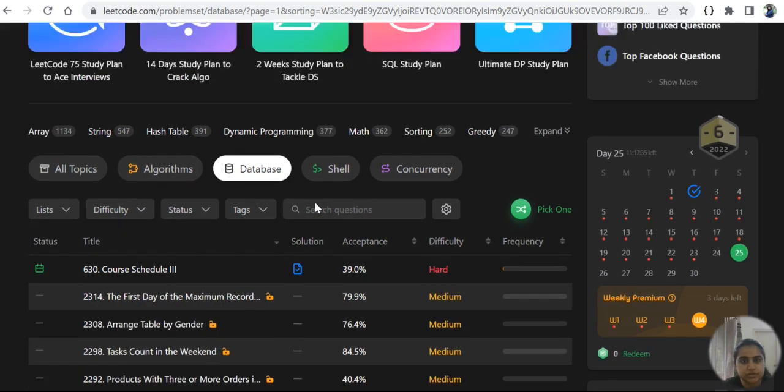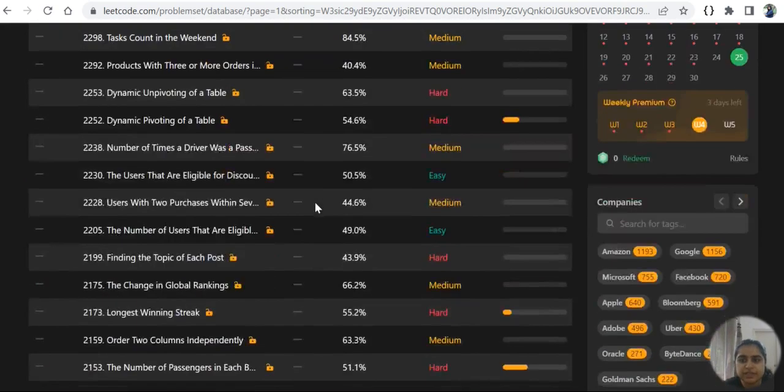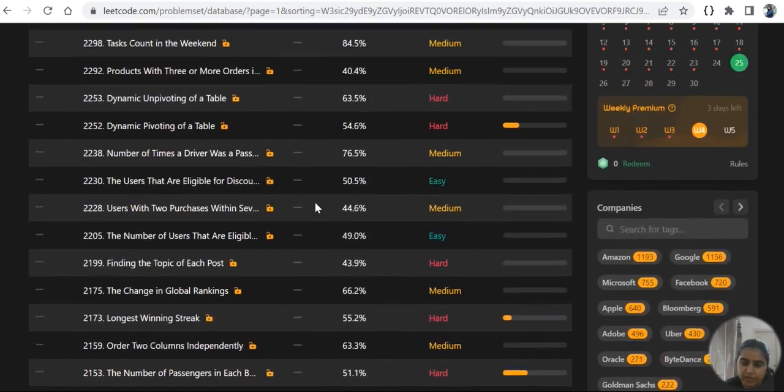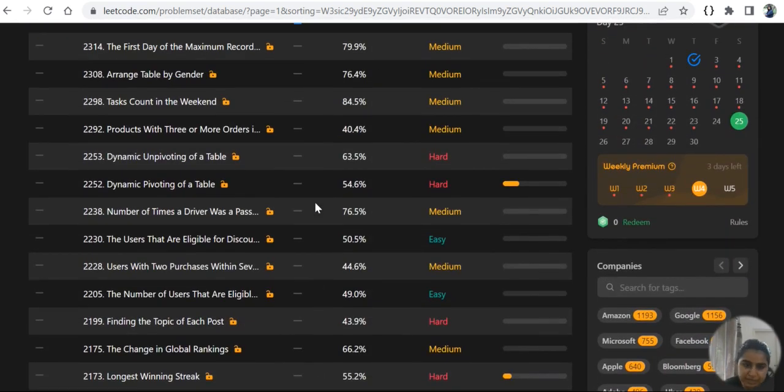But I would still say it's good practice to first start with the easy ones and move on from there. So yeah, that was a very basic introduction to how to prepare for SQL and how to get started.